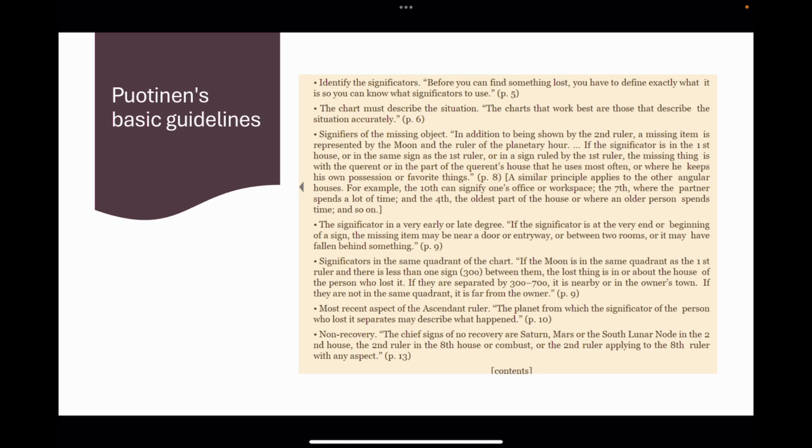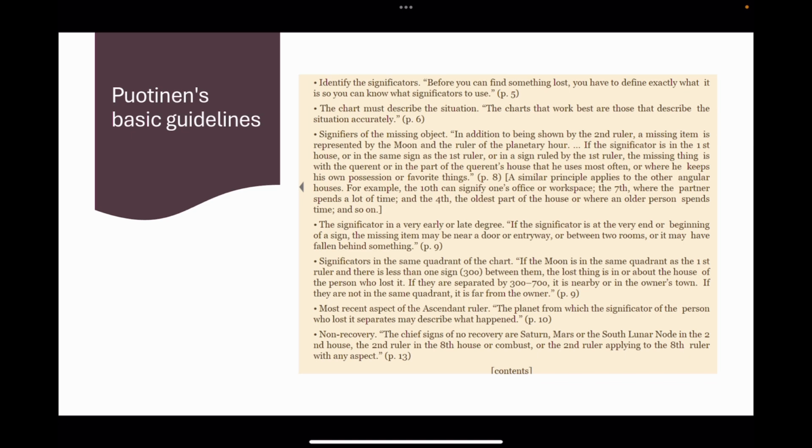If the significator is in a very early or late degree, or if it's basically entering into a house, like it's right on the borderline between two houses, it can show where the item may be near a door or entryway, or between two rooms, or it may have fallen behind something.